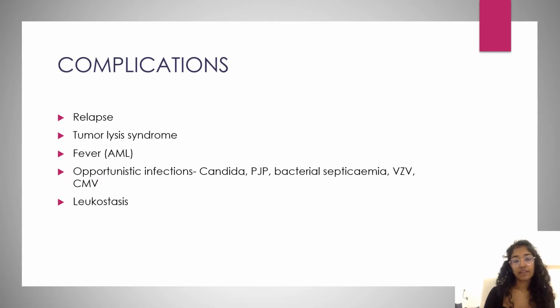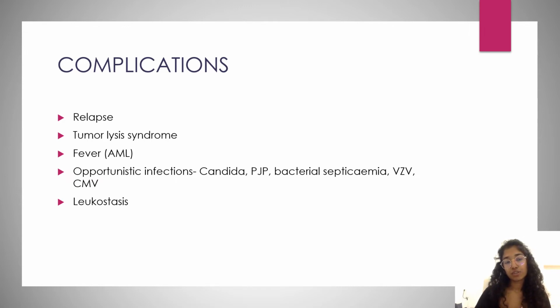You also have the development of fevers, which is on its own a symptom of AML, and you also have the development of opportunistic infections because of the lack of neutrophils, for example, inside the patient's blood. So in particular, you can have diseases such as Candida, PJP, which is Pneumocystis jirovecii pneumonia, or you can have bacterial septicemia or viral infections such as varicella zoster or cytomegalovirus.